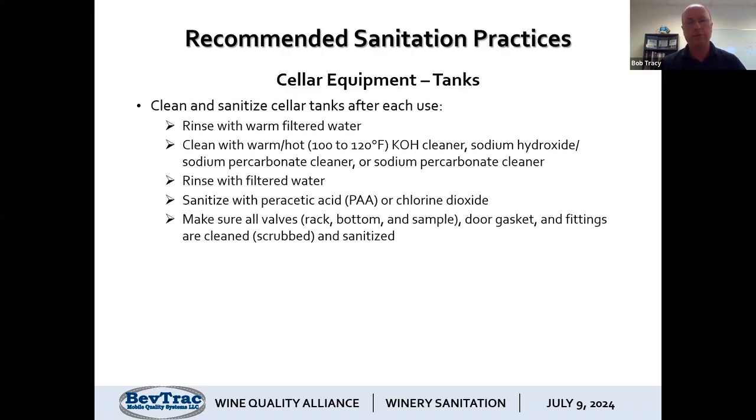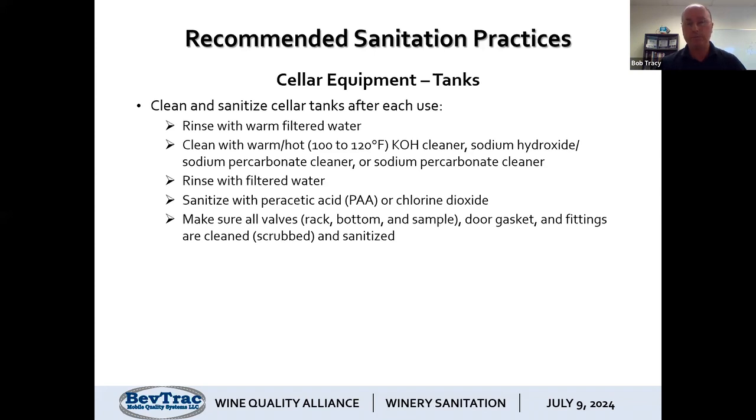So my recommendation, as I said before, is to clean and sanitize tanks after each use. You want to rinse with warm filtered water. Again, the water, this is the critical piece. The water needs to be clean. Because if it's not clean, if it's not filtered, if it's not going through UV light, you're going to have microbes in there. And if you have microbes in your water, those are being sprayed all over your equipment. They may not be wine spoilage microbes, but the presence of the microbes in the water actually negatively impacts the effectiveness of your cleaners and sanitizers. So this is why you need clean water whenever you're doing sanitation.